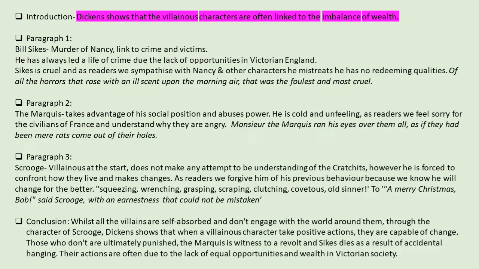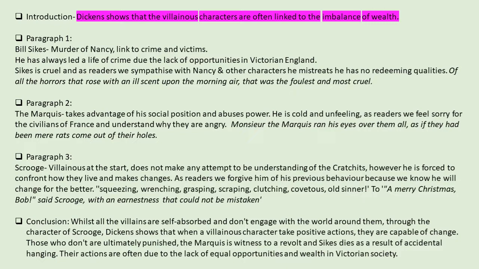Paragraph 3. Scrooge. Villainous at the start, does not make any attempt to be understanding of the Cratchits. However, he is forced to confront how they live and make changes. As readers, we forgive him of his previous behaviour because we know he will change for the better. Squeezing, wrenching, grasping, scraping, clutching, covetous old sinner. A Merry Christmas, Bob, said Scrooge, with an earnestness that could not be mistaken.